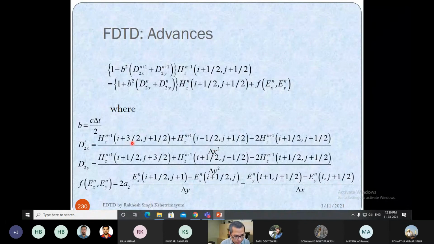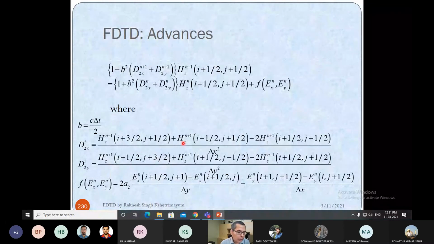So I have I plus 3 by 2, I minus 3 by I plus 3 by 2, then twice of I plus half, then I minus half. So double derivative, no? So delta x square. So this is the double derivative with respect to x. For the double derivative with respect to y, you have delta y square in the denominator. And now you are doing double derivative with respect to y. So Iz at j plus 3 by 2 minus 2, j plus half, then j minus half. That's how you do the double derivative.